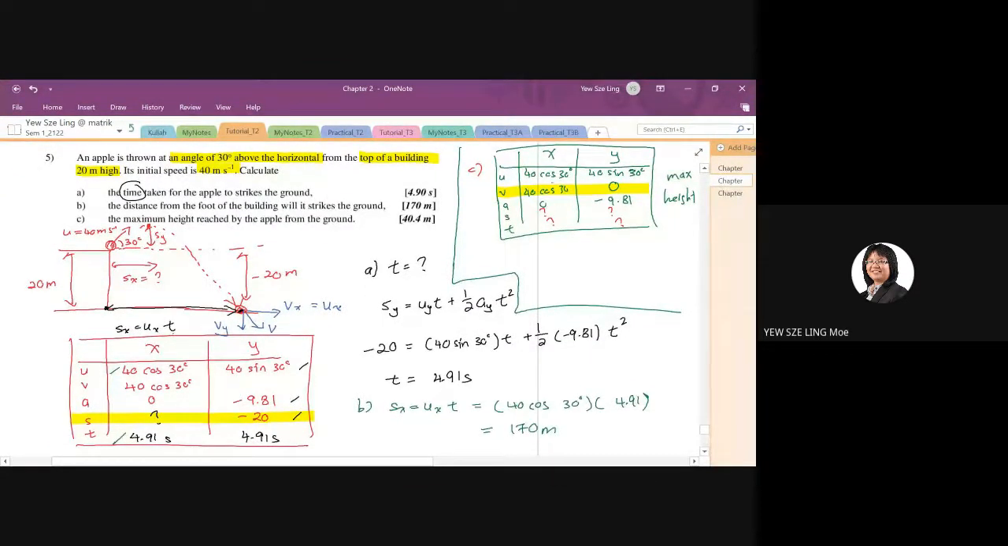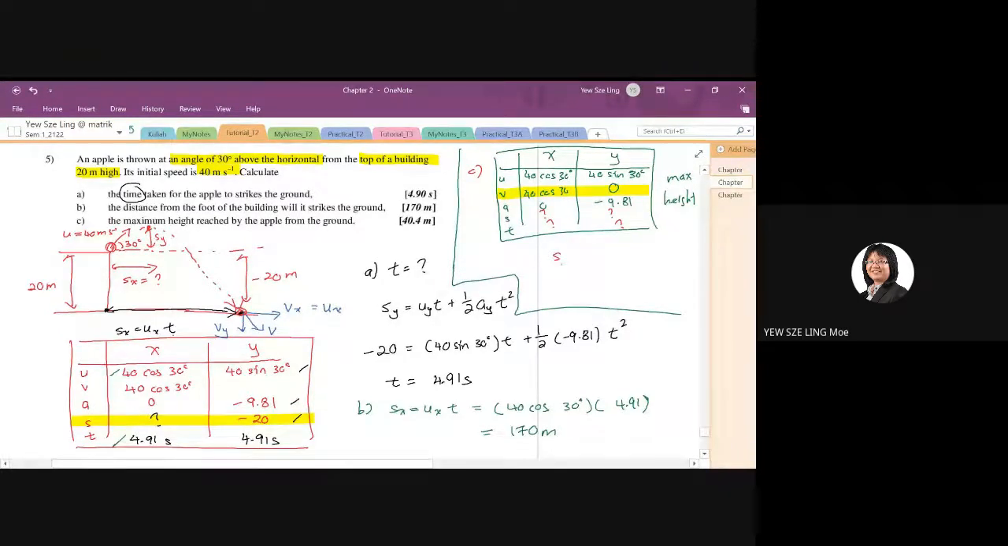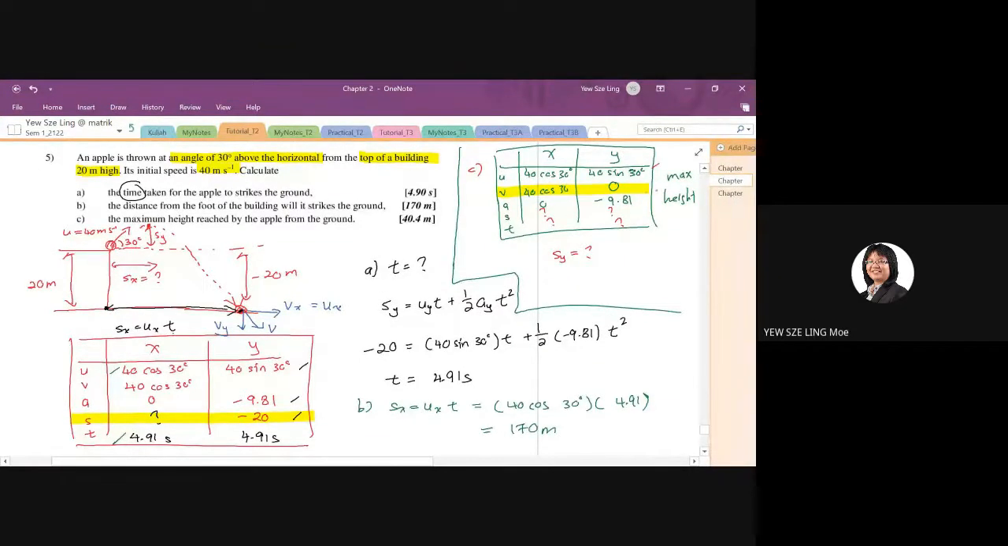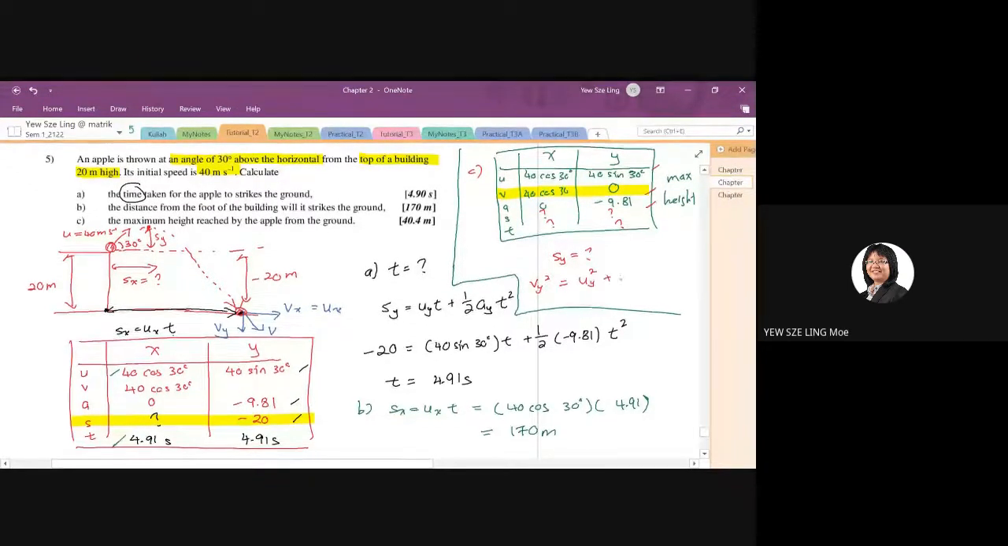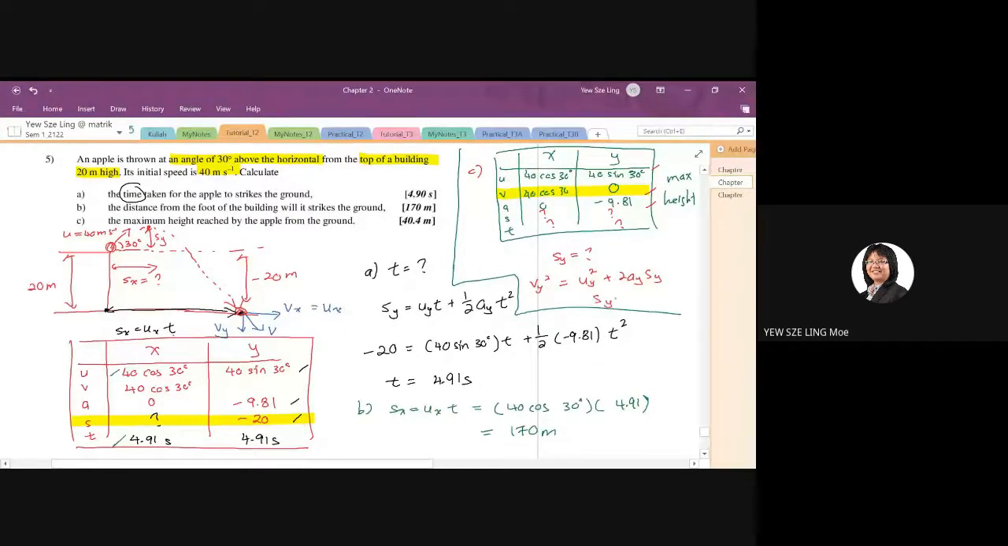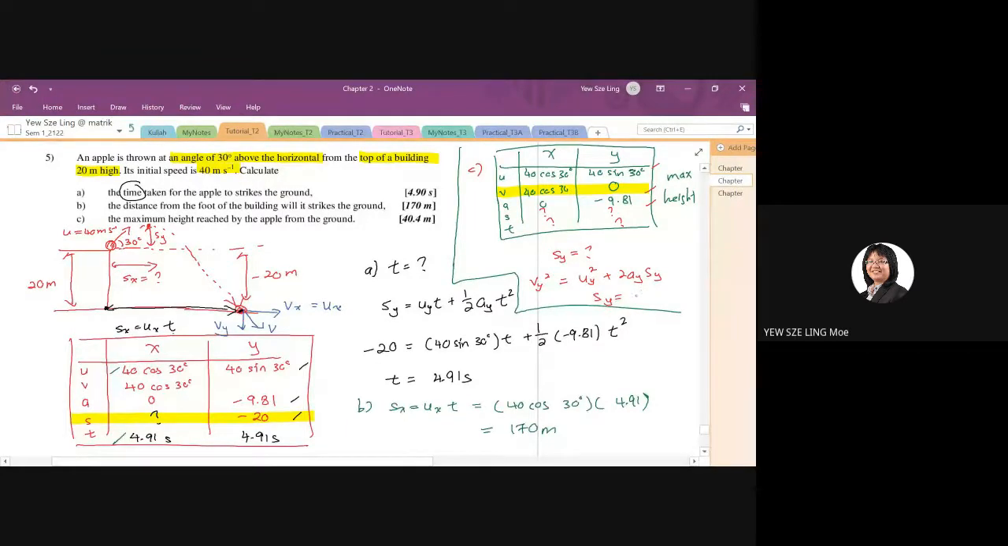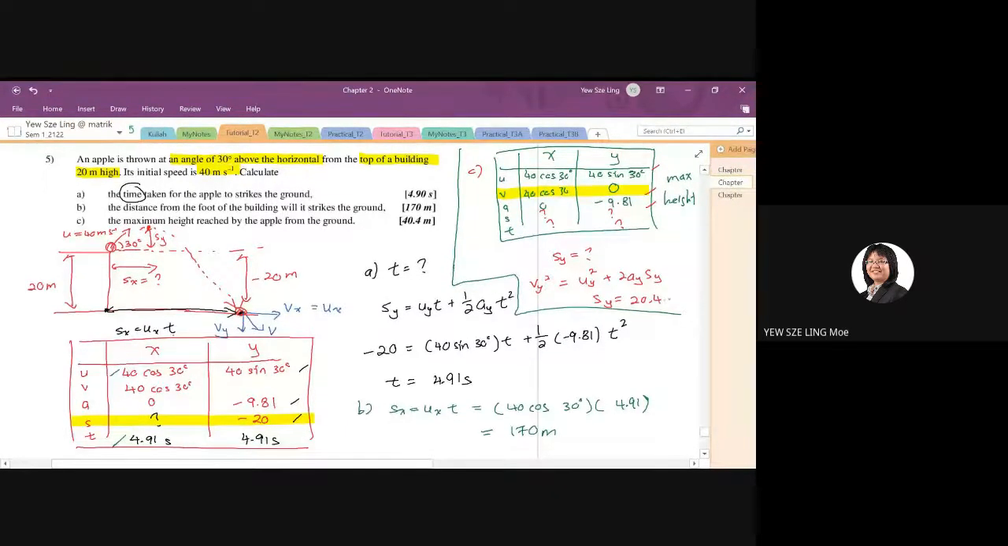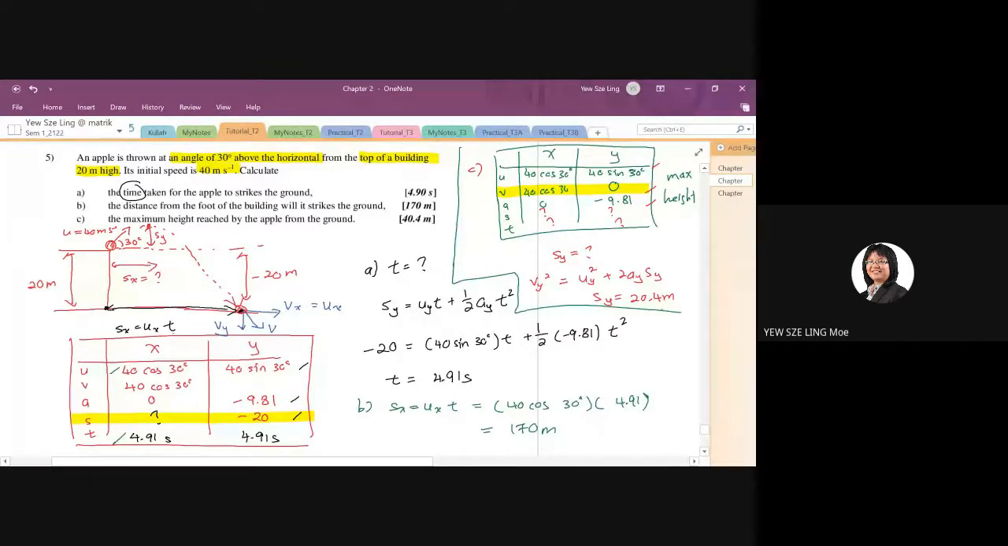Therefore, what can we do now? We want to calculate Sy, the maximum height, which represents a vertical component. So Sy is unknown, but we have Uy, we have Vy, and we have Ay. So again, we use Vy squared equals Uy squared plus 2AySy. Rearrange the equation, and you will get Sy equals 20.4 meters. So 20.4 meters is not the final answer yet.